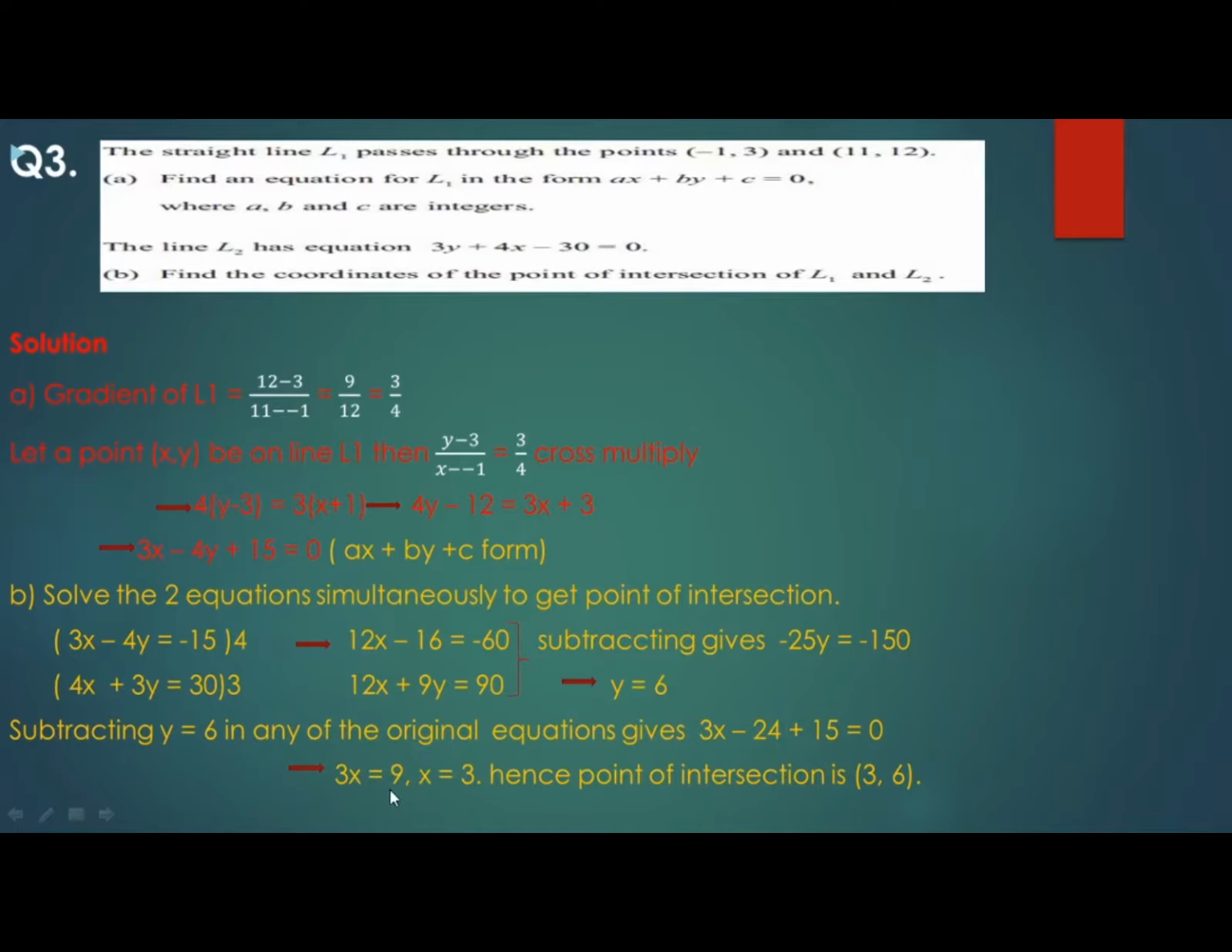So 3x plus negative 9 equals to 0. You take the other side, it becomes positive 9. So 3x equals to 9, and therefore x equals to 3. So the point of intersection, that's the question, is our x is 3 and our y is 6. So the point of intersection is (3, 6).